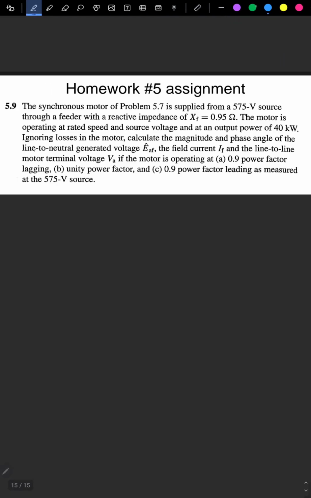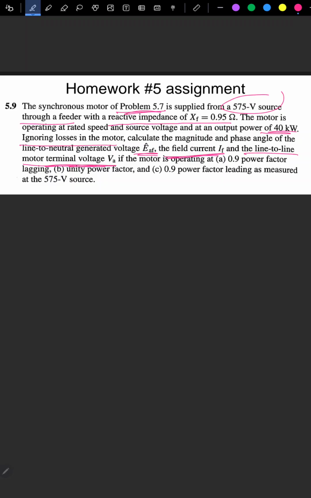All right, on to homework question number two. So we're using the same problem as 5.7, same voltage, but now it's through a feeder with the reactive impedance XF of 0.95. The motor has the same output power, 40 kilowatts. We're ignoring losses still, so we know R is 0. And we have to calculate the magnitude and the phase angle of the line to neutral generated voltage, EAF, which is what we did last time, the field current, IF, but now there's a new calculation, which is the line to line motor terminal voltage, VA.